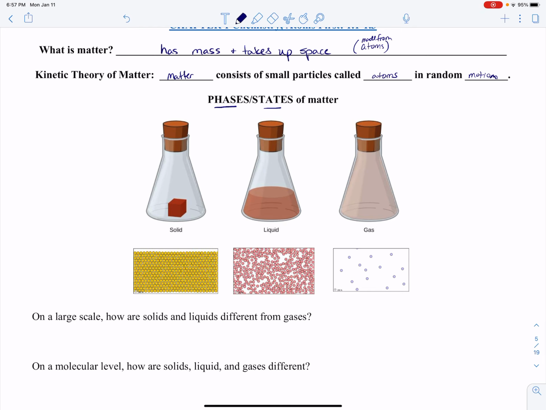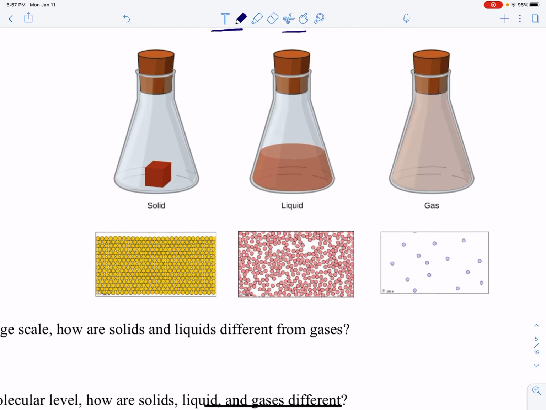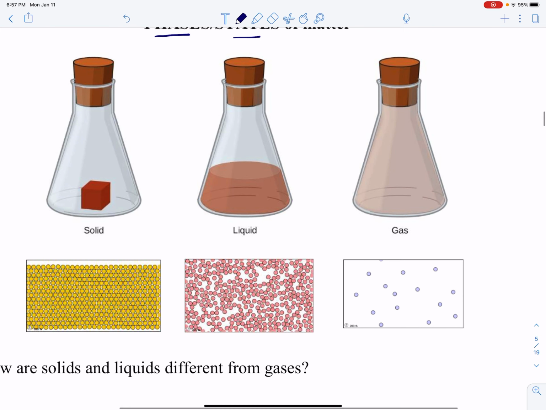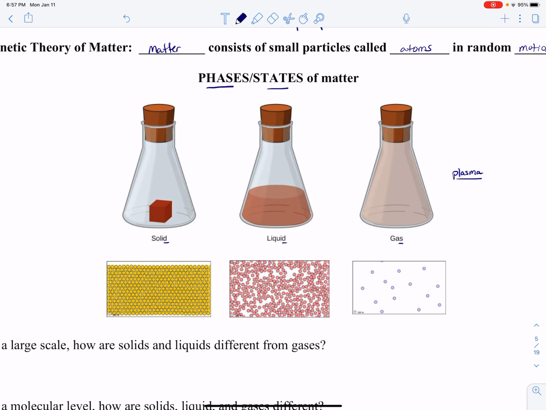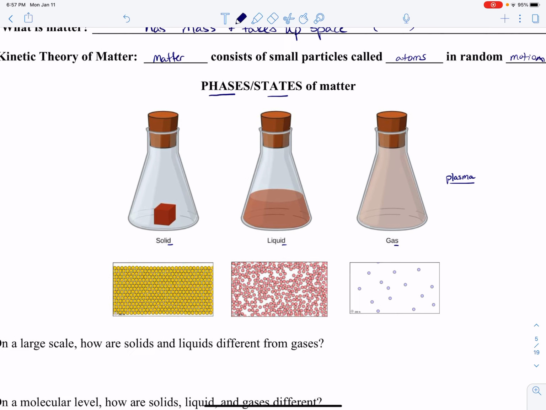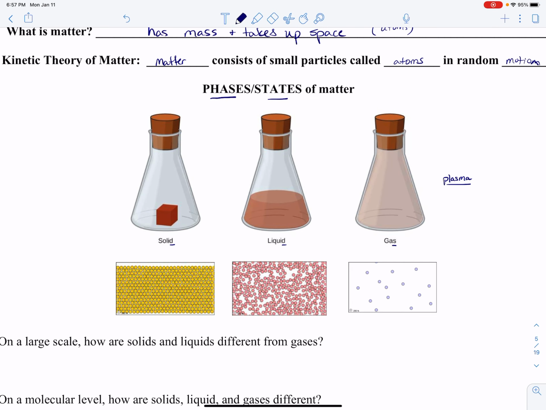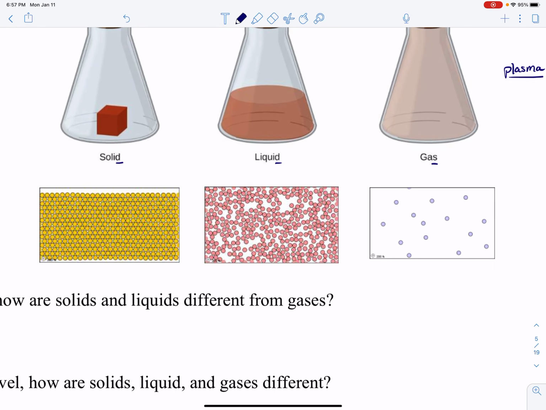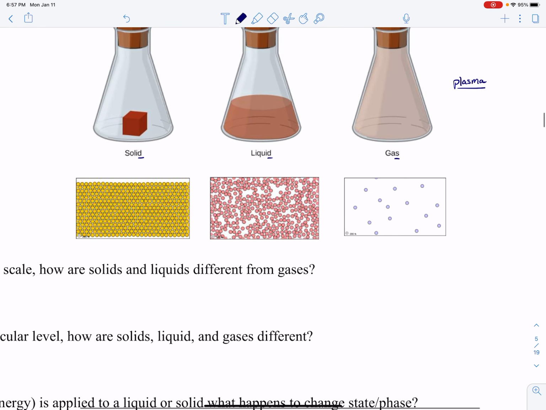So if you look carefully, you can see that there are 3 phases. We have our solid phase, we have our liquid phase, and we have our gas phase. There's a 4th phase that we don't talk about as much, and it's called plasma. It's in the sun. It's also in certain kinds of TVs. It has to do with ionized particles. So we're not focusing on plasma right now. What we are looking at is what properties the solid, liquid, and gas have in common and how they are different.